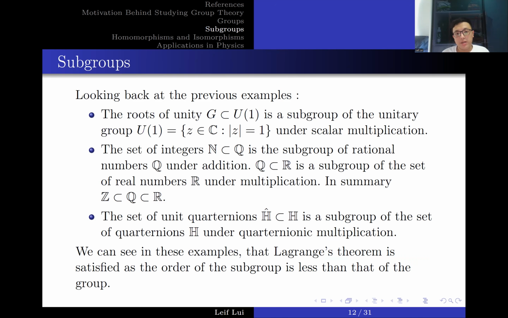So basically, the rational numbers, on the other hand, are a subgroup of the real numbers under multiplication. So in summary, the integers are a subgroup of the rational numbers, and the rational numbers are a subgroup of the real numbers. So this is quite nice. This is another example of a subgroup.